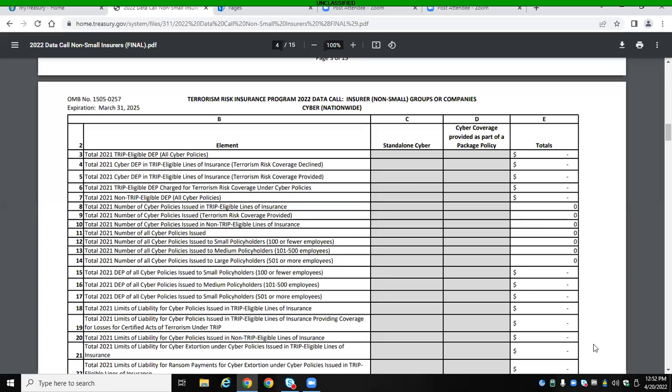Finally, in the last category, loss information specific to cyber and ransom payments, we are requesting this for all cyber policies combined, whether in TRIP eligible lines or not. Questions seek paid and incurred amounts for cyber extortion generally and paid amounts for ransom payments along with the number of claims such ransom payments are associated with. And finally, direct defense amounts for cyber extortion generally, without any effort to segregate that to ransom payments specifically, are sought on a paid and incurred basis.